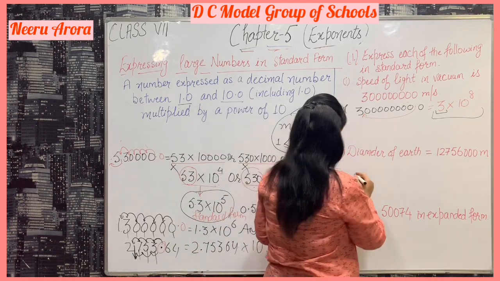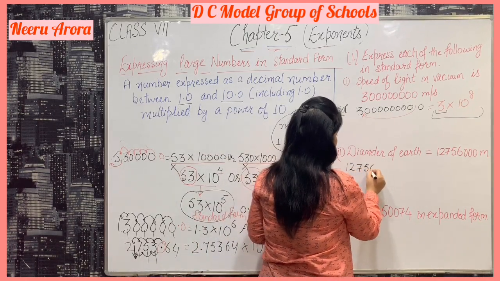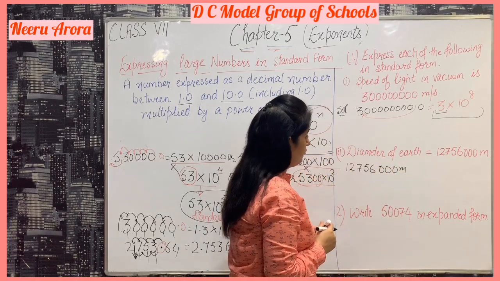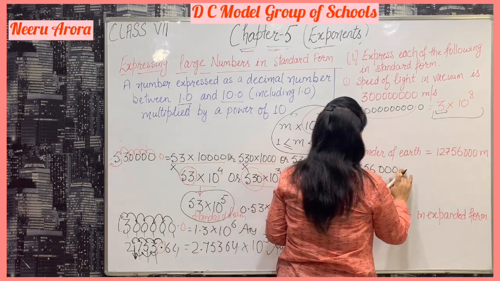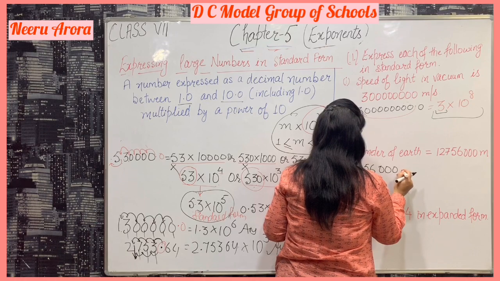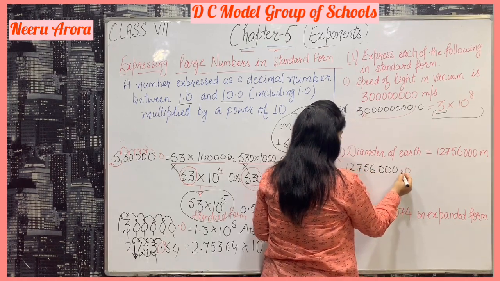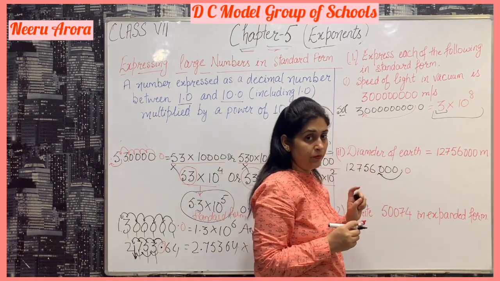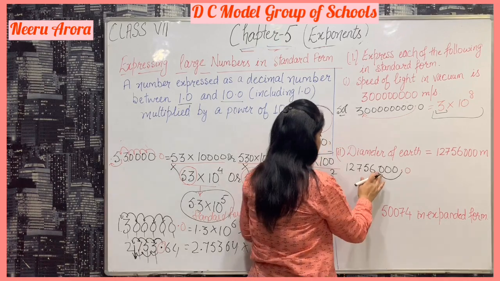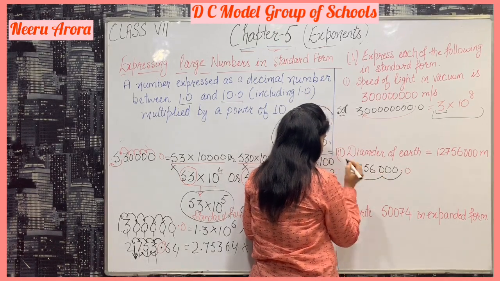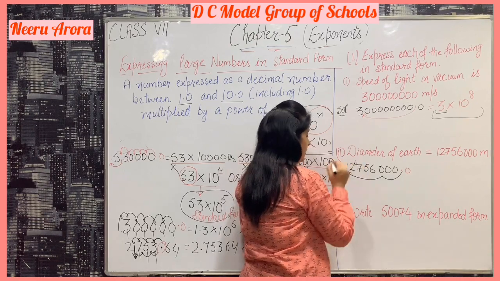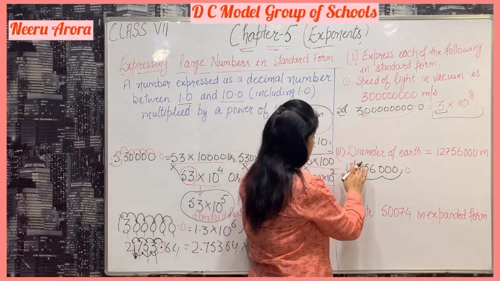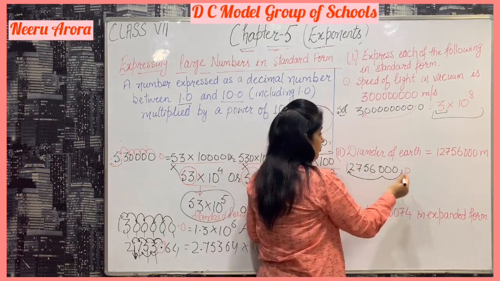Next, the diameter of earth is 12756 meter. So convert this into standard form. Where is the decimal? The decimal is after this. So I want to shift this. If I shift this decimal to here, it becomes 12756 point. That term doesn't lie between 1 and 10. Suppose I shift here, it becomes 12 point something. That also doesn't lie between 1 and 10. So I shift this to here, that is 1.2.